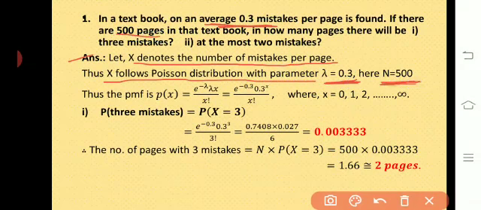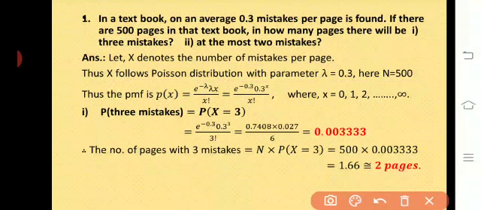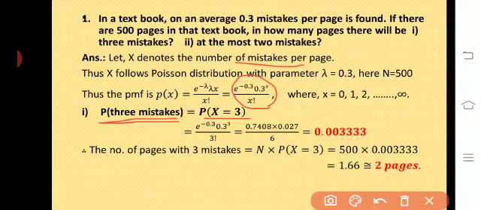Therefore, the PMF, that is P of x, is equal to e raised to minus lambda into lambda raised to x upon x factorial. That is e raised to minus 0.3 into 0.3 raised to x upon x factorial, where x equals 0, 1, 2, and so on to infinity. Now we will solve the first sub question, that is the probability of 3 mistakes. We have denoted x as the number of mistakes, so 3 mistakes means probability of x equal to 3. Now we have to put x equal to 3 in this probability mass function of the Poisson distribution.